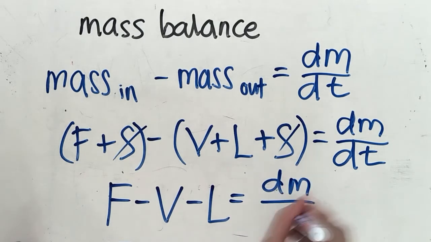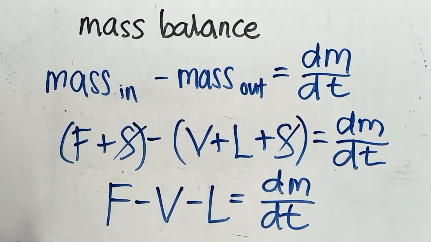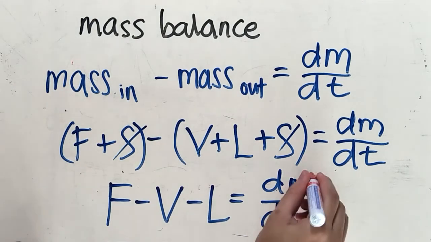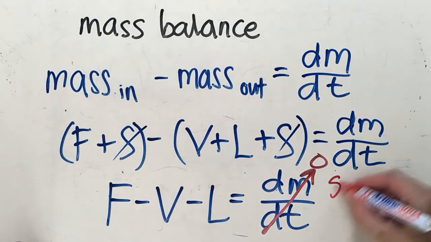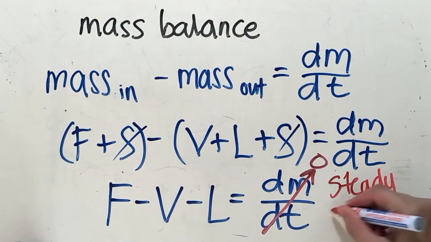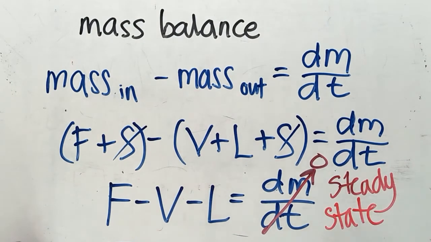If we assume that there are no significant changes in the values of the properties at all points of the evaporator, the system is considered at steady state, where the change in mass of the system over time is 0. Thus, the equation becomes F minus V minus L equal to 0, then F equals V plus L.